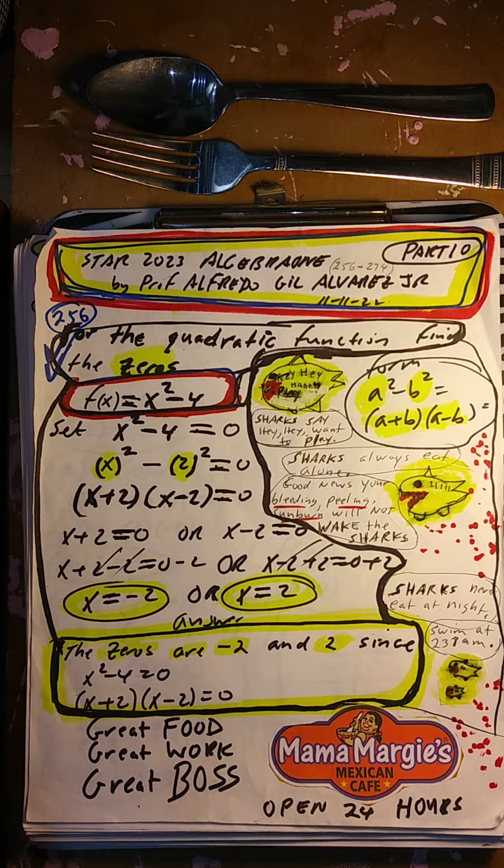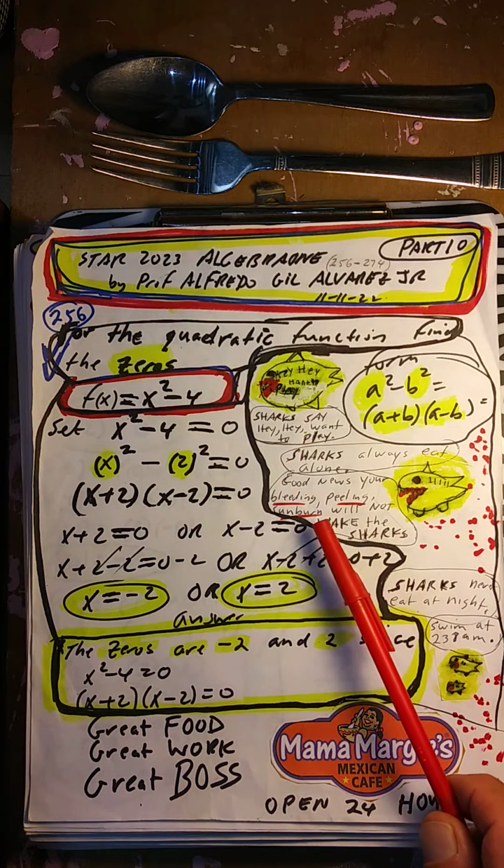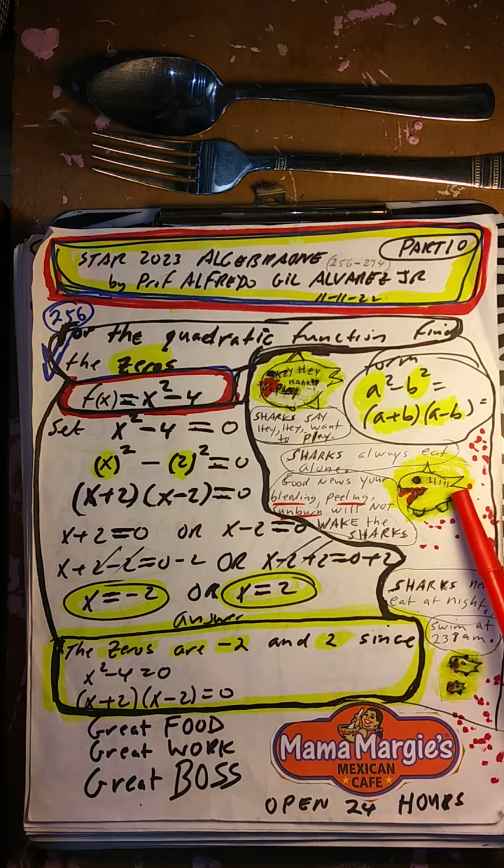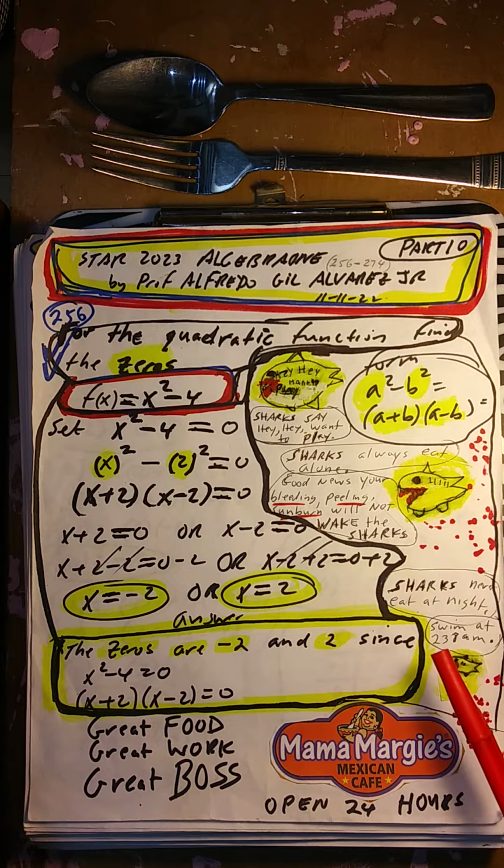Alright, so that's it. After you do the review, you should go swimming at Mustang Island or somewhere out there. Remember, sharks say, hey, you want to play? Other things that sharks say: sharks always eat alone. And good news, your bleeding, peeling sunburn will not wake up the sharks. That's a good thing. And sharks never eat at night. So you can go swimming at night, 2:30 in the morning, by yourself. It's okay. It's safe.